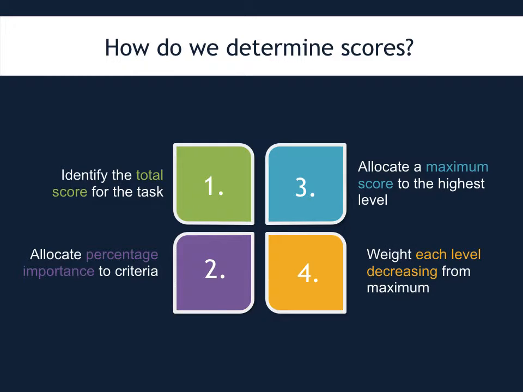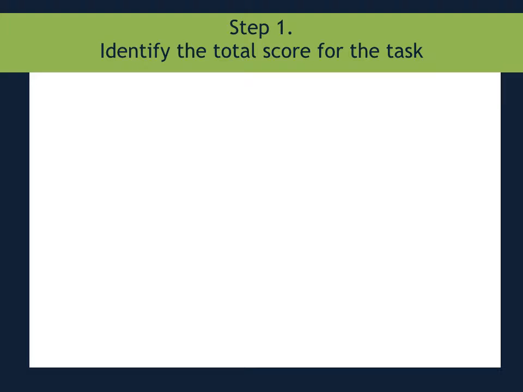So you can see it's a whole process. It's not just suddenly putting a score to a criterion or a score to a descriptor. It's going through it methodically to make sure that the right score is given to each level and to each description. So let's start with step 1. The first thing is to identify the total score for the task.